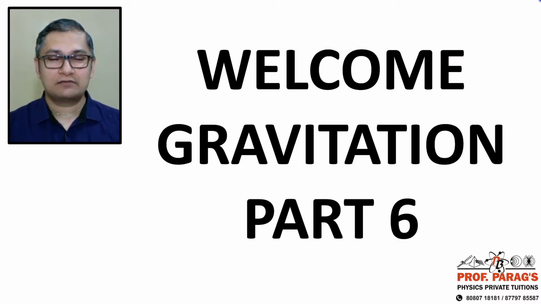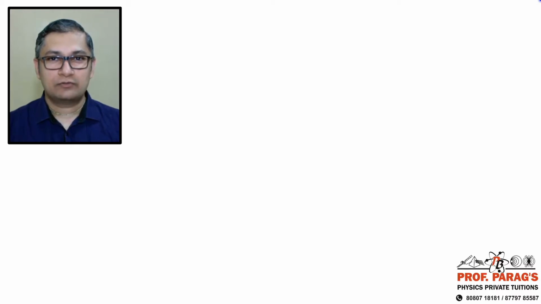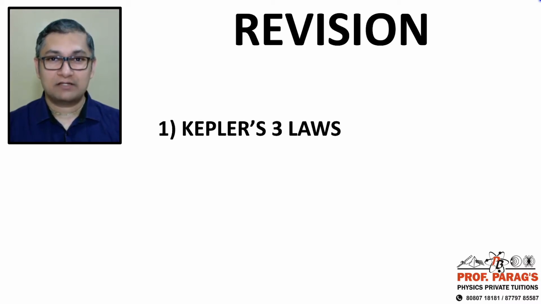Let's quickly revise the previous lecture. So basically we talked about Kepler's laws, right? The first law is the law of elliptical orbits. All the planets revolve around the sun in elliptical orbits. Then the second law is the law of equal areas, right?